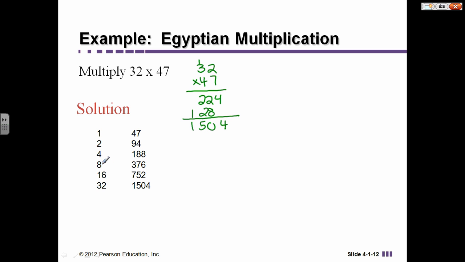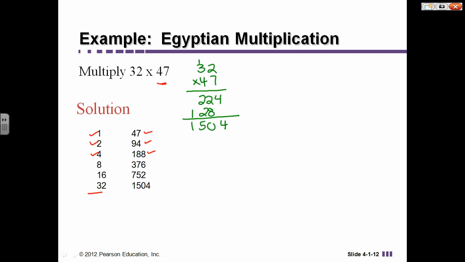So in the Egyptian system, this is what they do. They start with always the number 1. And then they take usually the larger number, the 47, and they write that next to the 1. And now we're going to double each of the numbers. 1 doubled is 2. 47 doubled is 94. 2 doubled is 4. 94 doubled is 188.